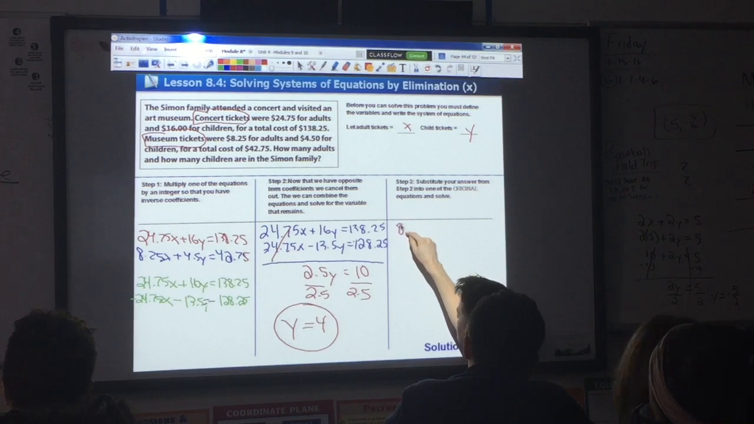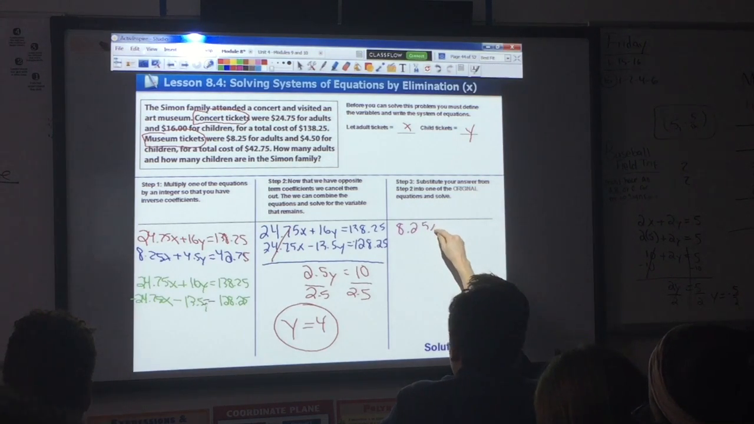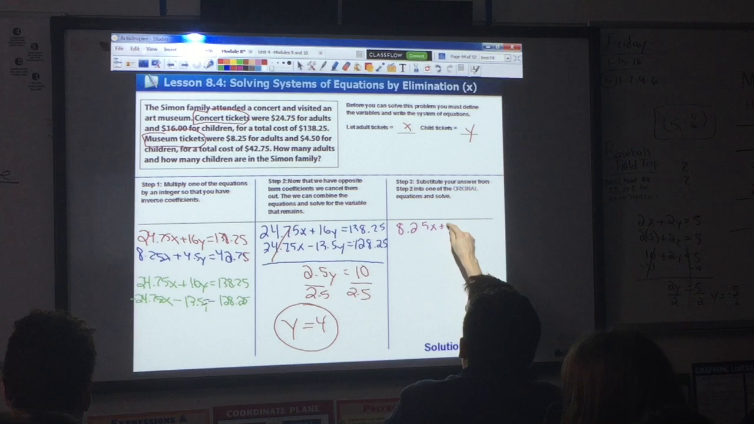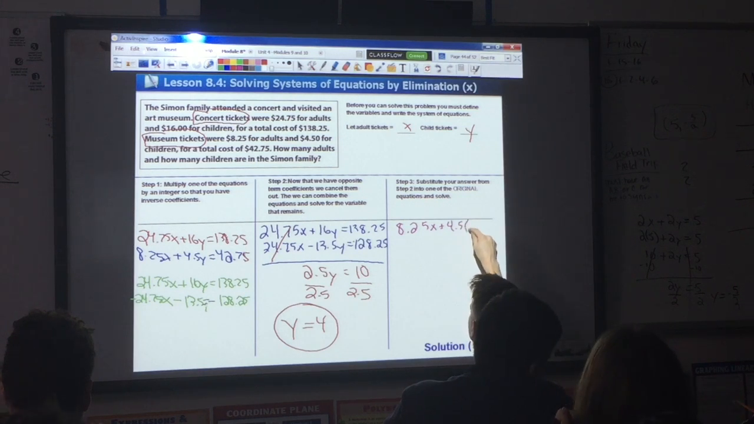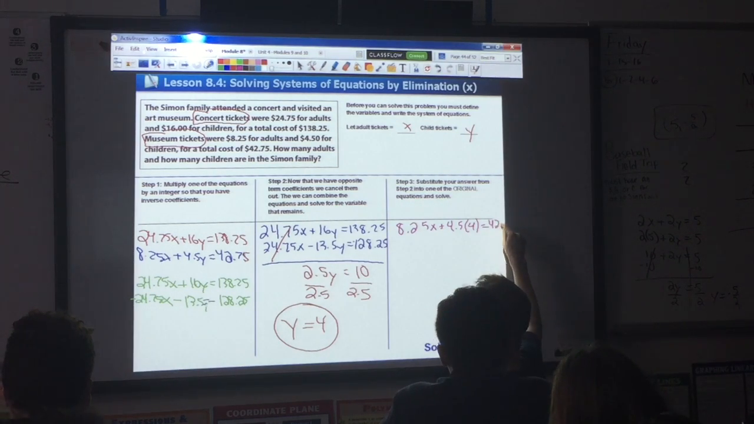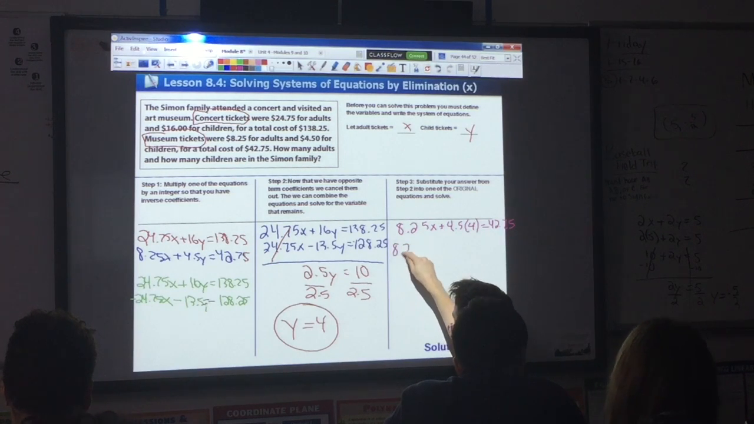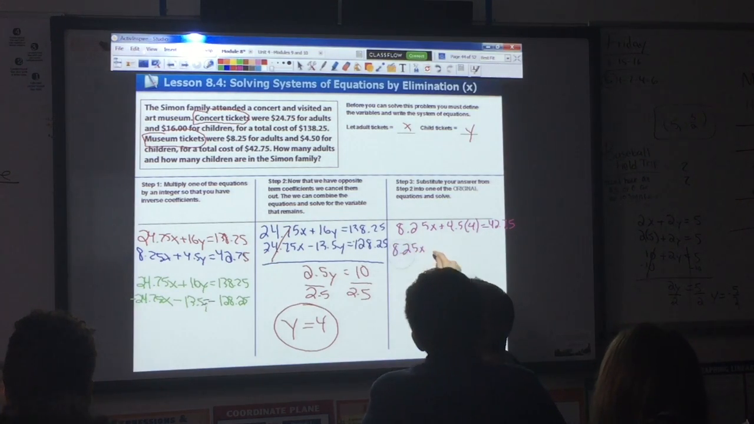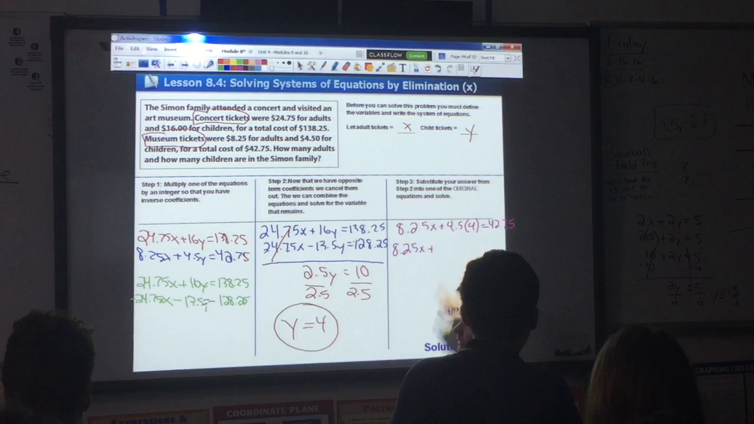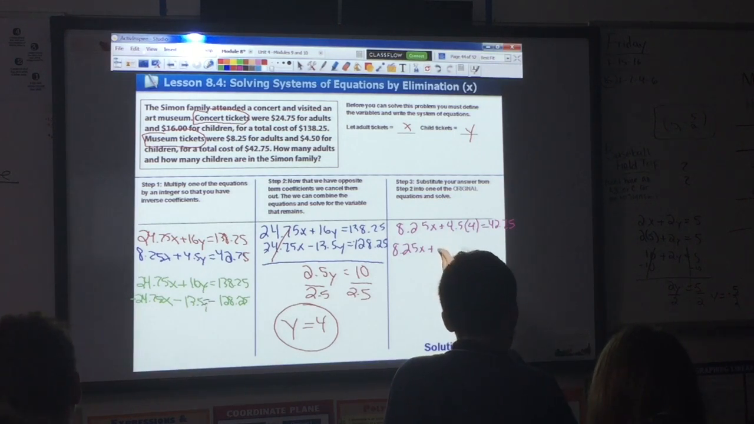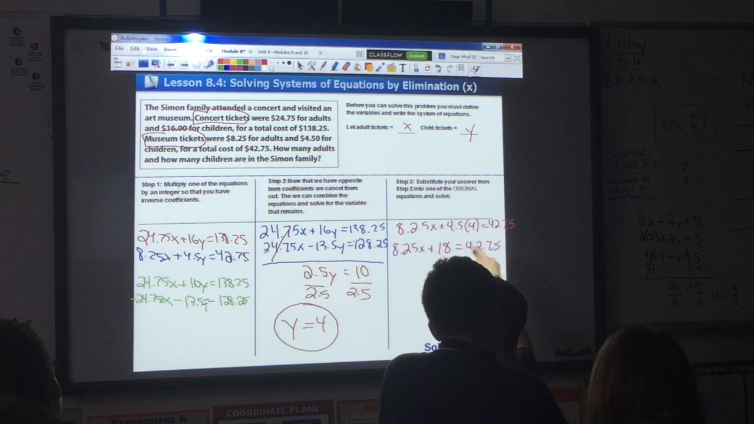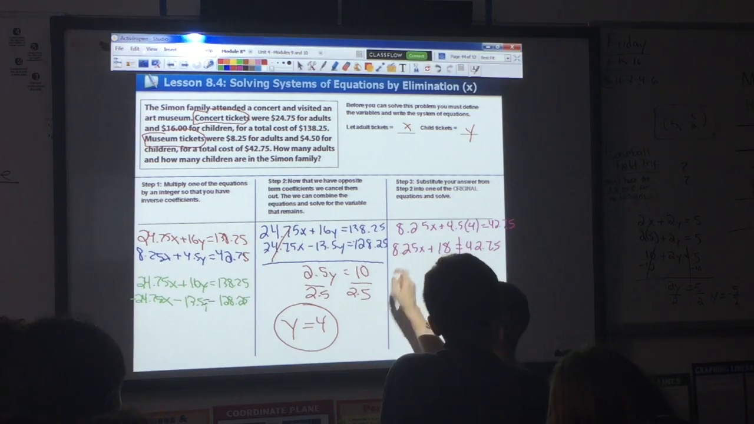I'm going to have 8.25x plus 4.5(4), because I'm substituting in y equals 4, and that's going to equal 42.75. I bring down the 8.25x plus, when I do the multiplication, what do I get? 18, good job. That equals 42.75. I now must get this term alone.